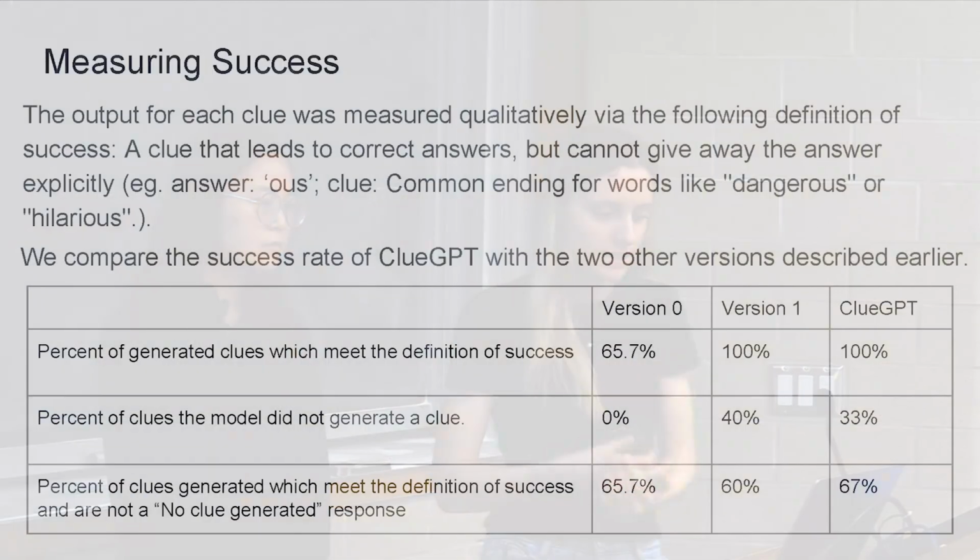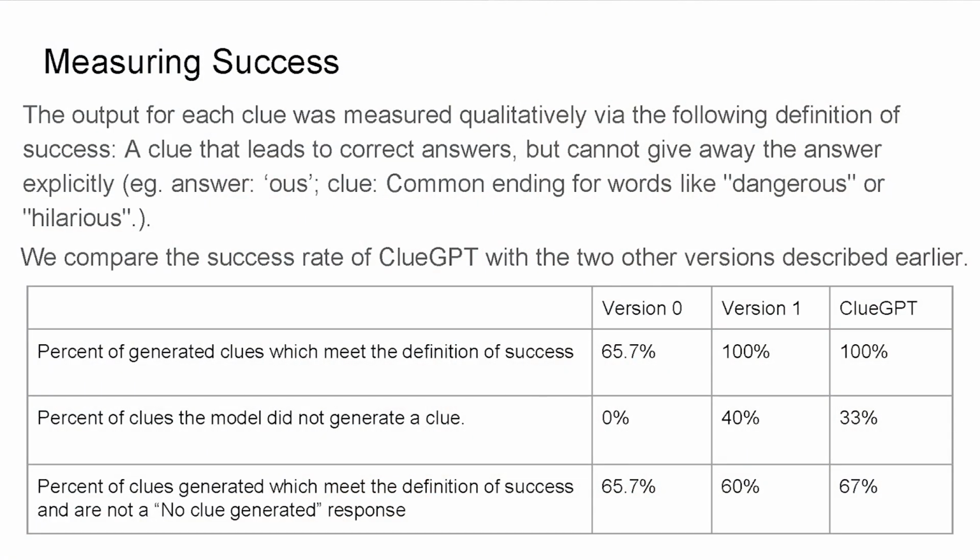Comparing our three models, we had decent success for all of them. Version 0 had 65.7% accuracy, and for the other two versions all of the clues were successes, where we define success as a correct clue which doesn't give away the answer. For example, if the answer is OUS and we say ending of the word dangerous and hilarious, obviously that gives it away. We also counted no clue generated as a success, because we don't want to have incorrect clues.